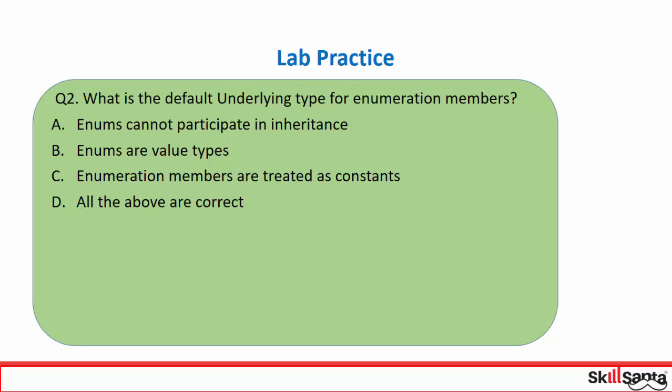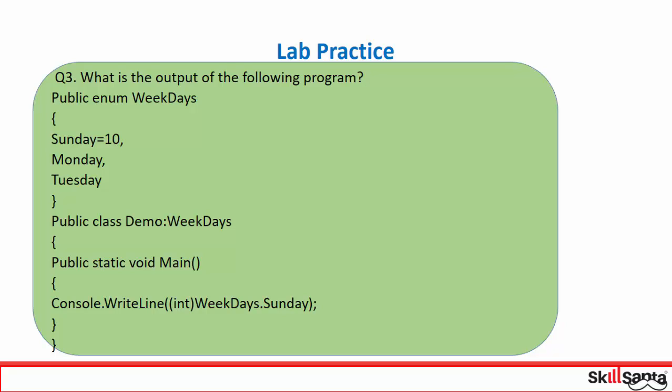Then next, lab question. You have to find out the output of this result. Public enum Weekdays. Sunday value is 10, Monday is automatically incremented as 11, Tuesday 12. Public class Demo, static void Main, and now you have to find out Weekdays.Sunday. You have to find out the result of this one.